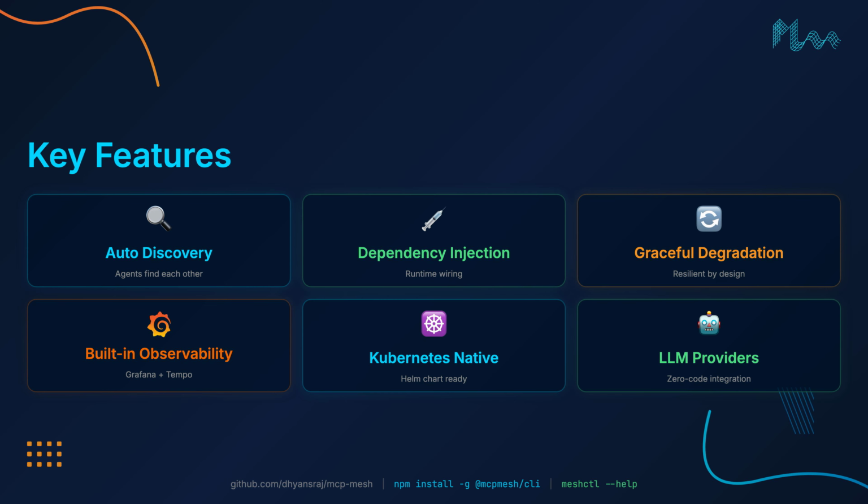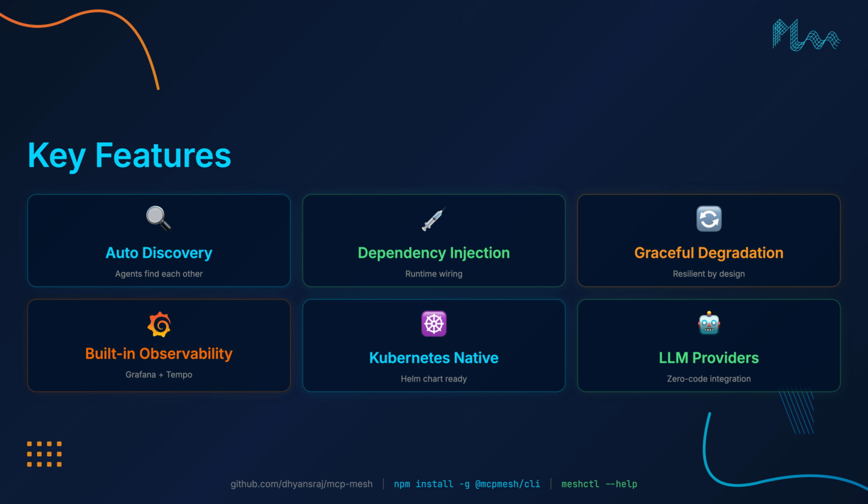Let's dive into the key features that make MCP Mesh powerful. First, auto-discovery. Agents publish their capabilities as MCP tools, each tagged with metadata and semantic versions. Other agents simply declare what capabilities they need, not which specific agent to call. There's no direct coupling. At runtime, the mesh finds the best match. If multiple agents offer the same capability, the mesh picks the right one based on tags and versions. This means your agents automatically get upgraded tools when better ones come online, and seamlessly fall back to alternatives if one goes down.